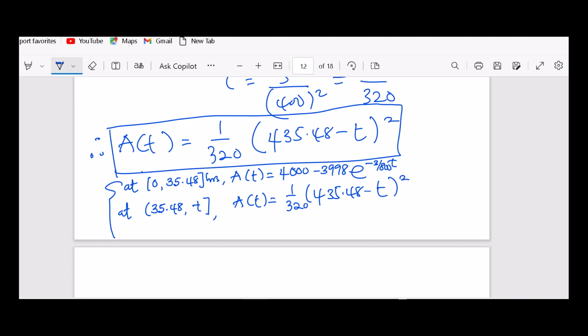So you can then write your solutions like this, because there will be two solutions, one for this time interval and one for this time interval. For this time interval we have this solution, and for this time interval we have this solution.